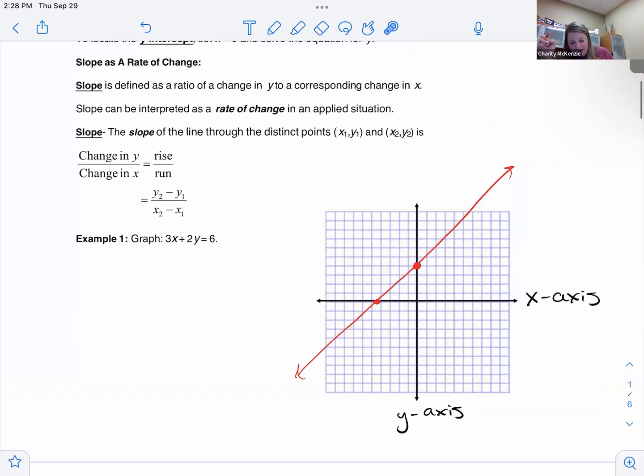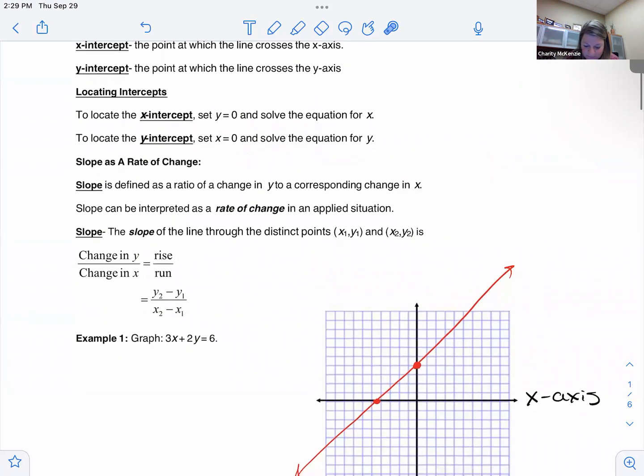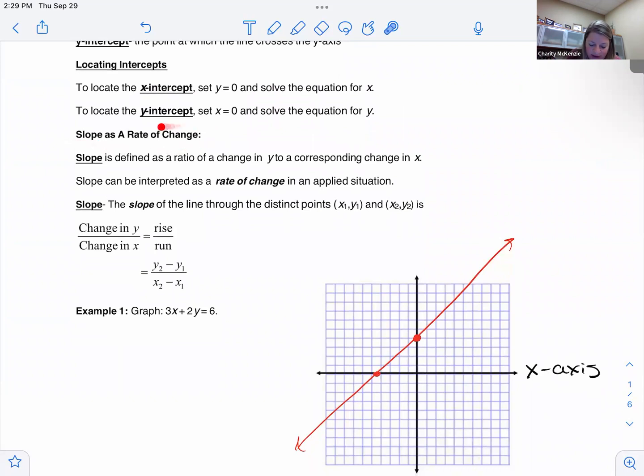Scrolling back up to these intercepts, this is saying to locate the x-intercept, set y equal to 0 and solve. And for y, you let x be 0 and solve. That's how you find those. They're a point, though, so you have to keep the 0 and the number you got for that point, and I'll show you that. Hey, that rate that we talked about is a slope. Slope is a rate.